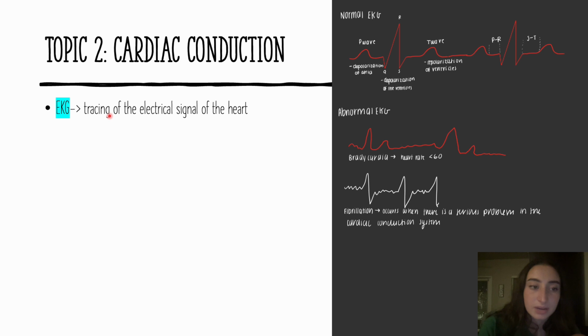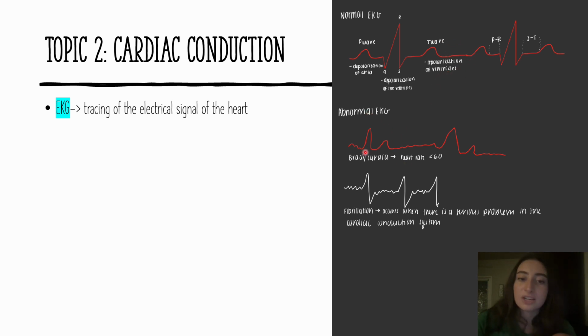Looking at an EKG, it gives us the tracing of the electrical signal of the heart. So we have our P wave, which is the depolarization of the atria, and then we have our QRS complex here, which is the depolarization of the ventricles. Our repolarization of the atria is in here, but the ventricles have more of an input, so you will see that appear here. And then we have our T wave, which is the repolarization of the ventricles.